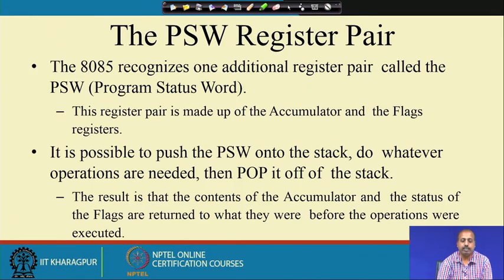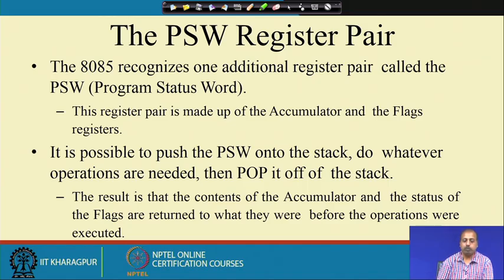Another very interesting register that this 8085 has is the PSW register pair. Physically, the register consists of the accumulator and the status word register. This is called program status word, or processor status word sometimes. So this register pair is made up of the accumulator and the flags register. The accumulator and flags constitute this PSW register.